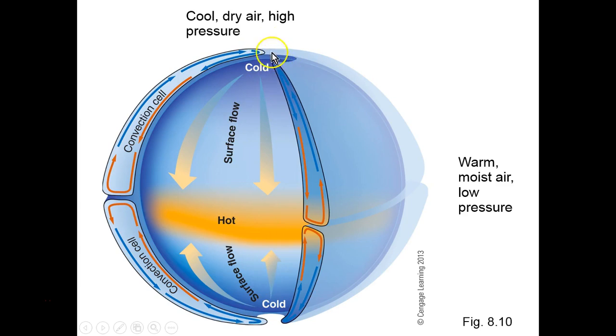Once that air sinks, it moves back towards the low pressure area, right? We have low pressure here, we have high pressure here. Air is always going to want to move from high pressure to low pressure. In this way, we have continuously circulating air around our planet.